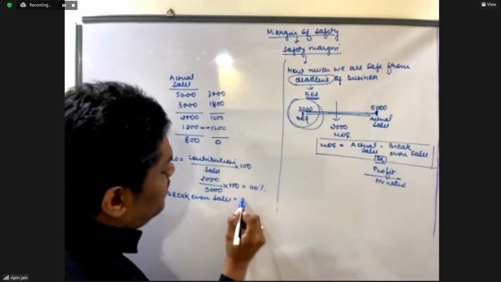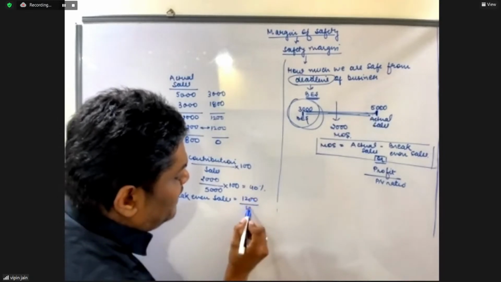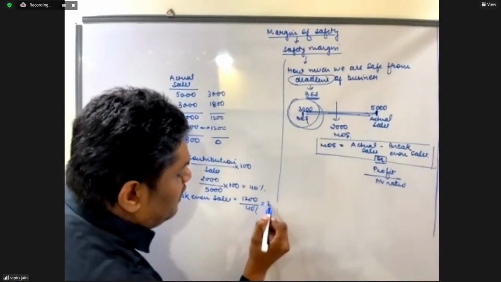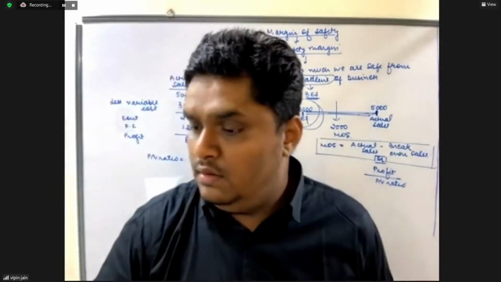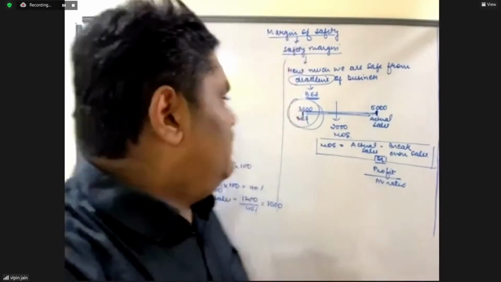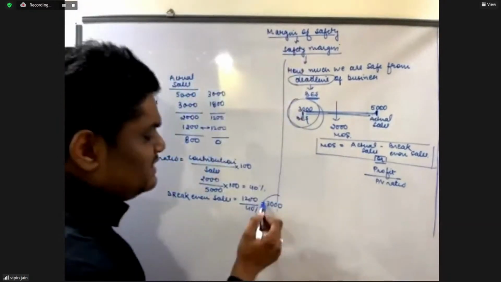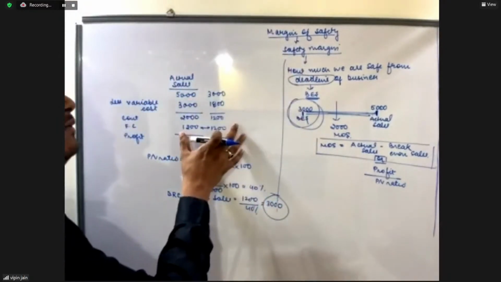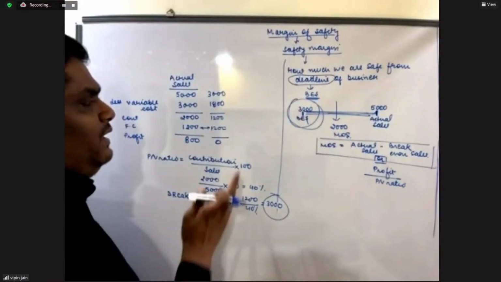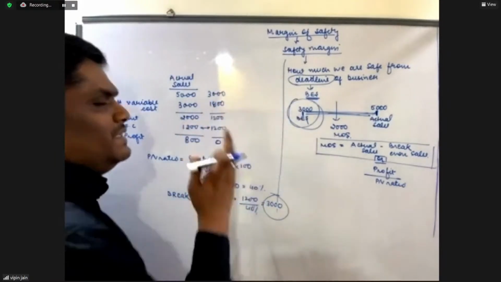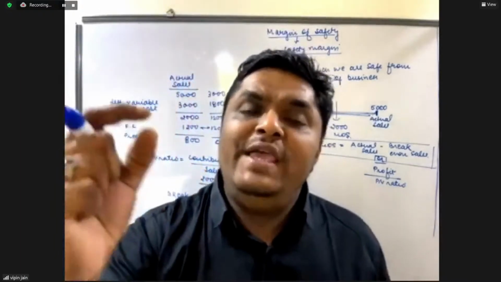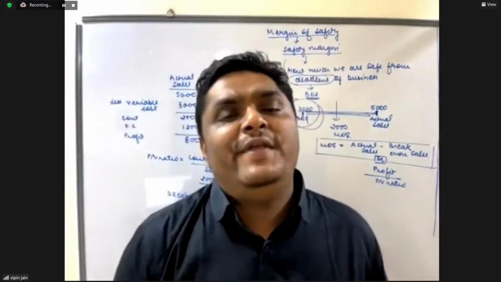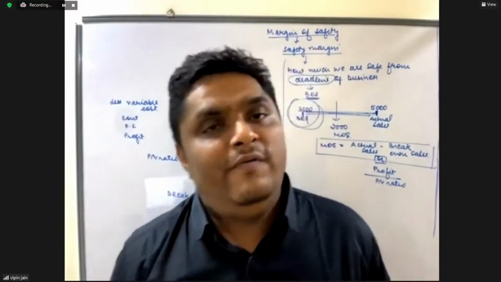So when talking about the formula, it is 1,200 divided by 40%, that is 3,000. So herein, at sales of 3,000, we are able to recover our complete fixed cost. Once the sales crosses the break-even sales, whatever amount I am saving after recovery of variable cost, we call it profit only.